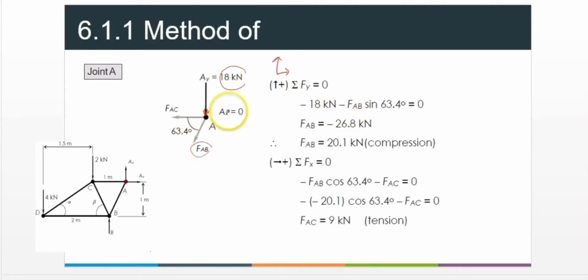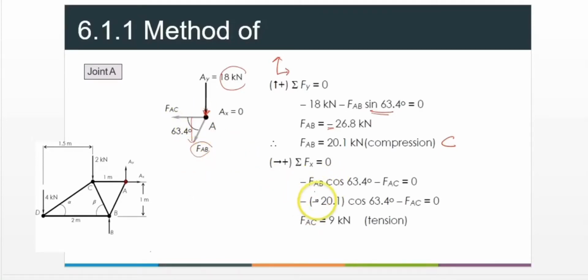So bila kita calculate values, kita akan dapat in terms of sin 63.4. Yang ni pun you boleh guna Pythagoras theorem to find the angle. So you akan dapat values dia FAB equals to negative. Okay, that's mean compression. Right, untuk FX pula start daripada negative. So sebab apa negative? Sebab dia opposite lah.